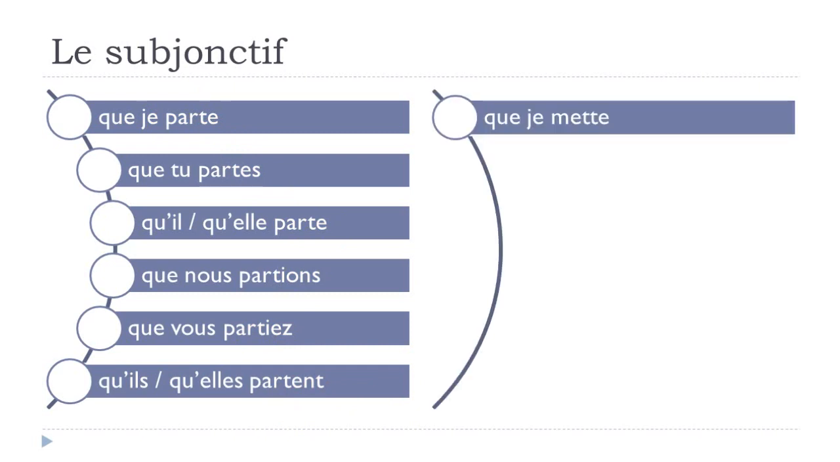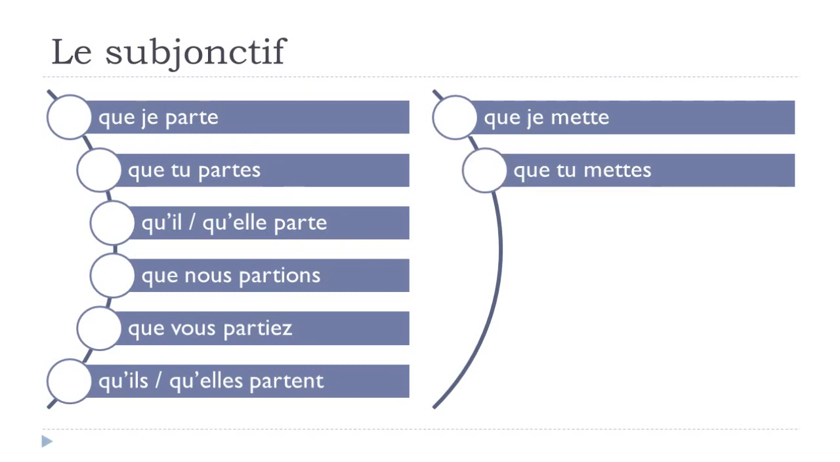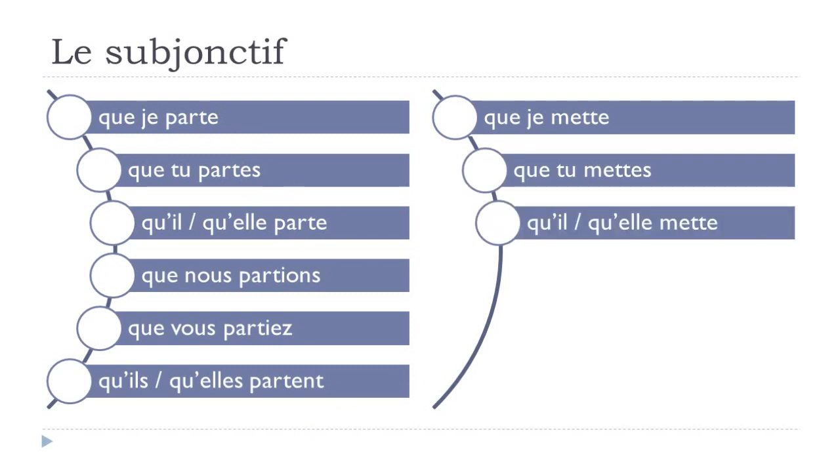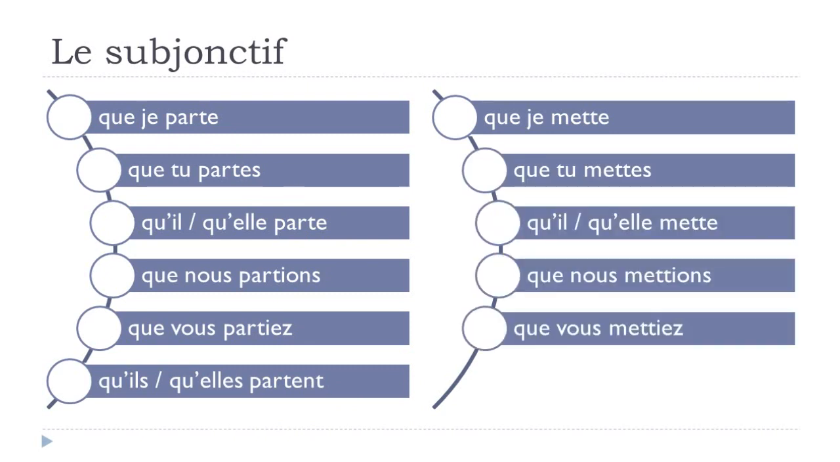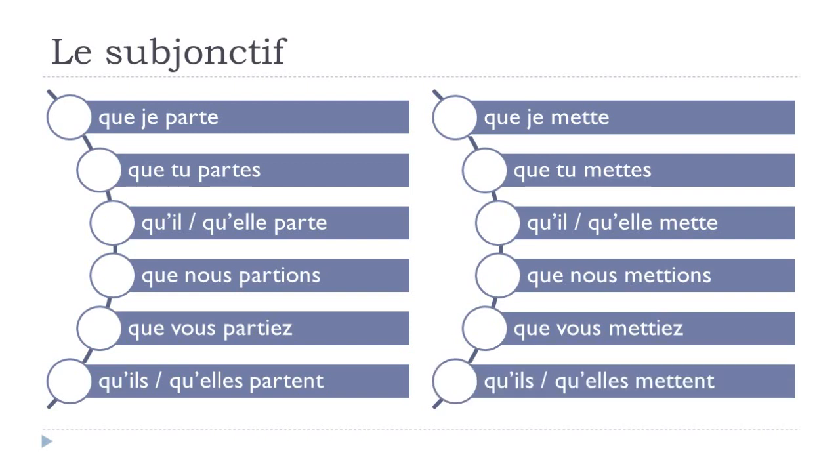Let's take another example. The verb mettre, to put, que je mette, que tu mettes, qu'il mette, qu'elle mette, que nous mettions, que vous mettiez, qu'ils mettent, qu'elles mettent. So you can see that for these verbs, it's exactly the same thing. So actually, the first part will stay the same. You just need to put the endings according to what we saw previously. So es, ions, iez, ent.